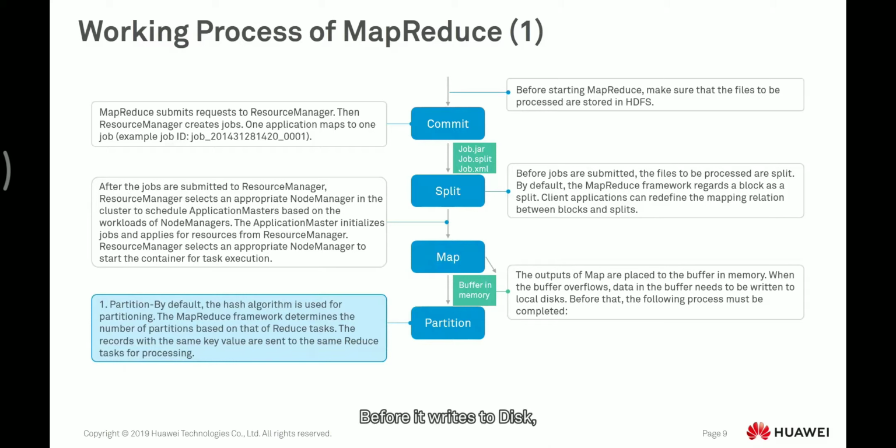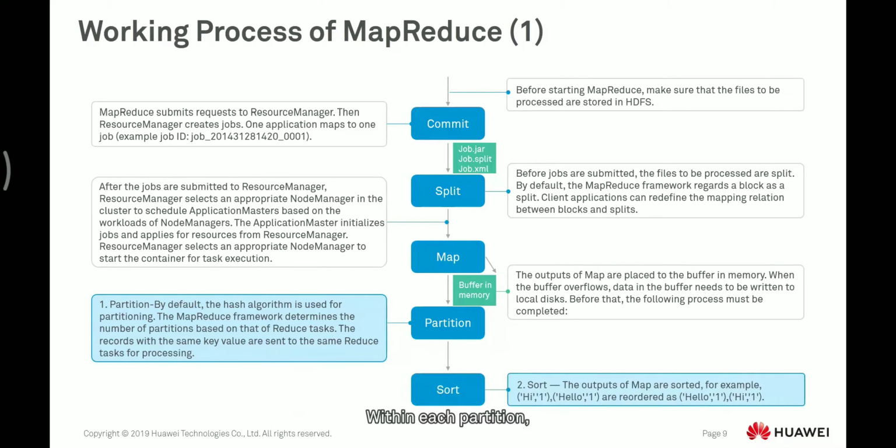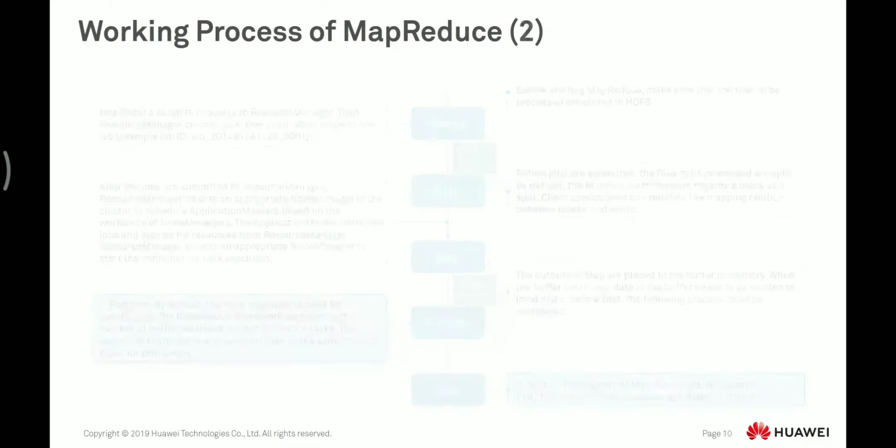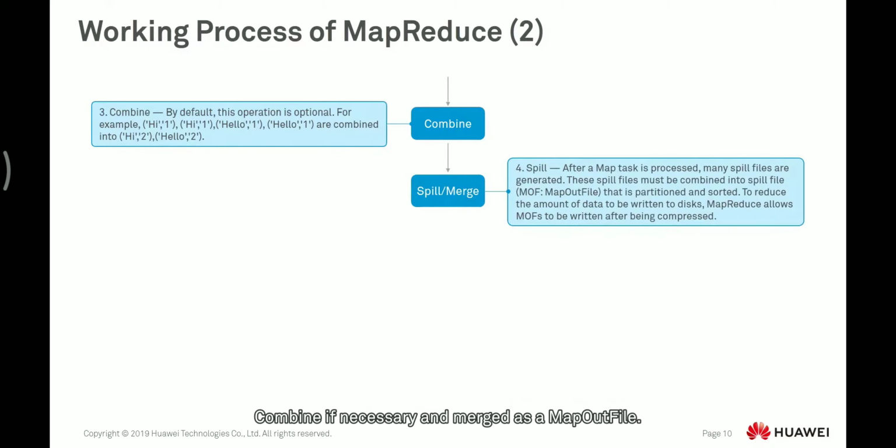Before it writes to disk, the following process must be completed. First, data is divided into partitions. The number of reduce tasks is determined by clients, and the number of partitions is determined by that of reduce tasks. And data with the same key value are sent to the same reduce tasks for processing. Within each partition, map output will be sorted by key, combined if necessary, and merged as a map out file.